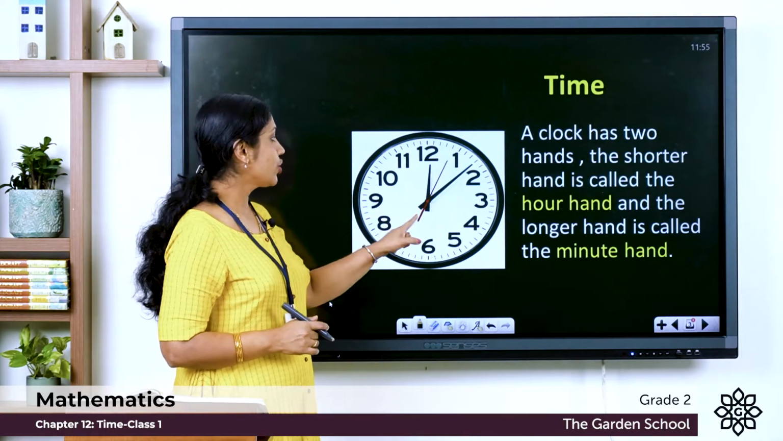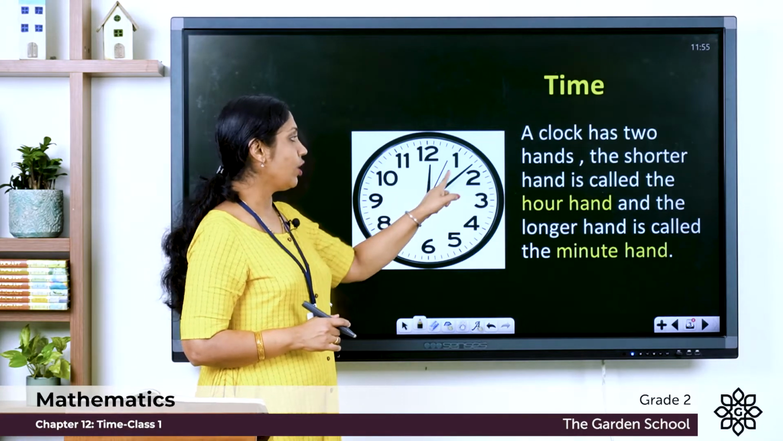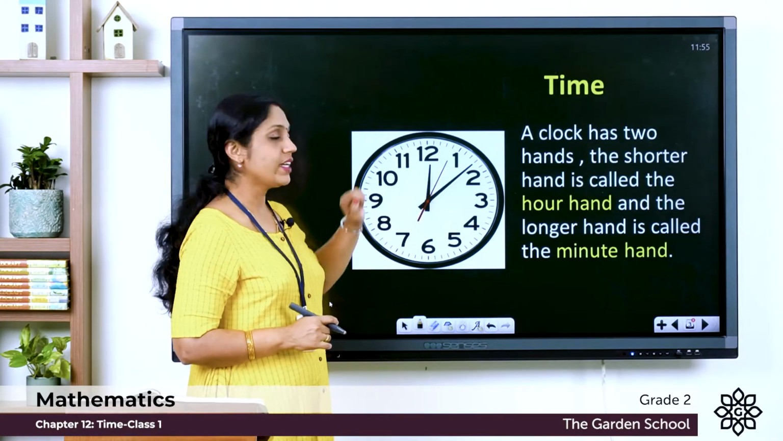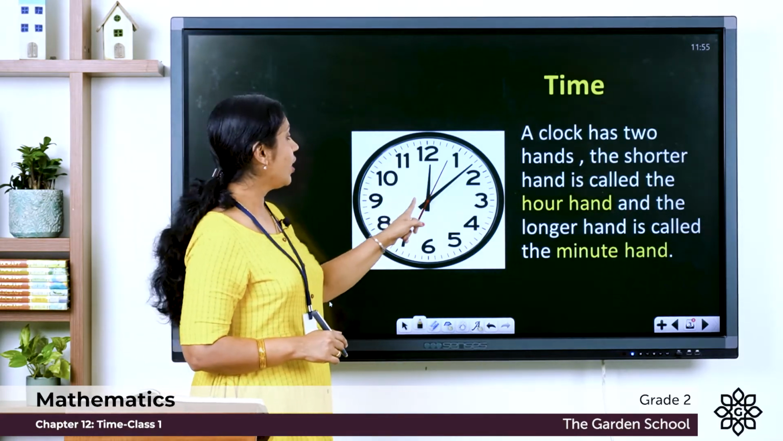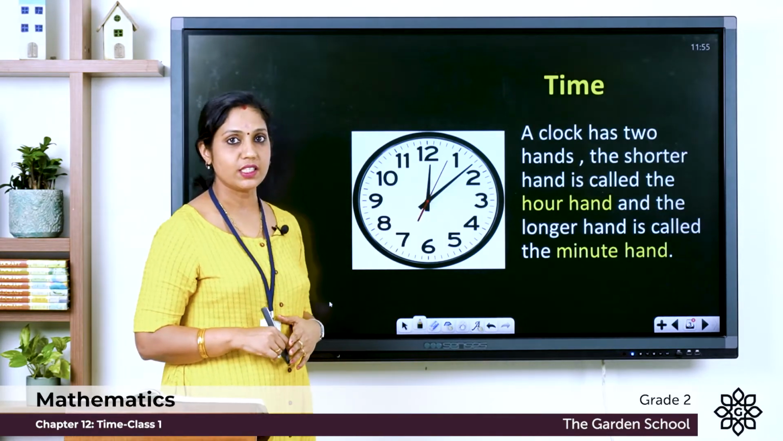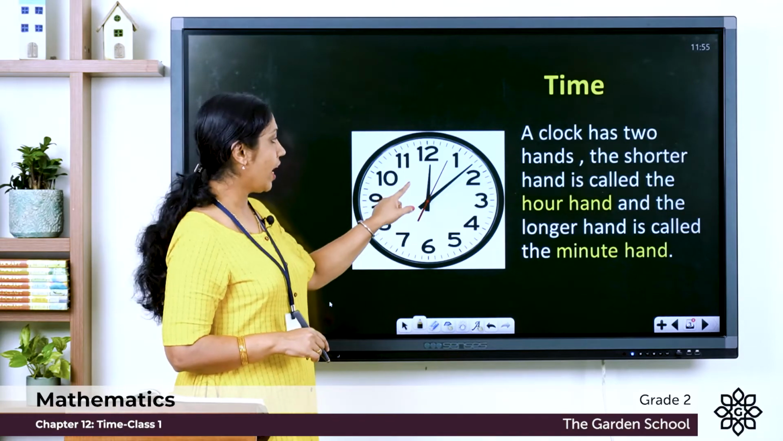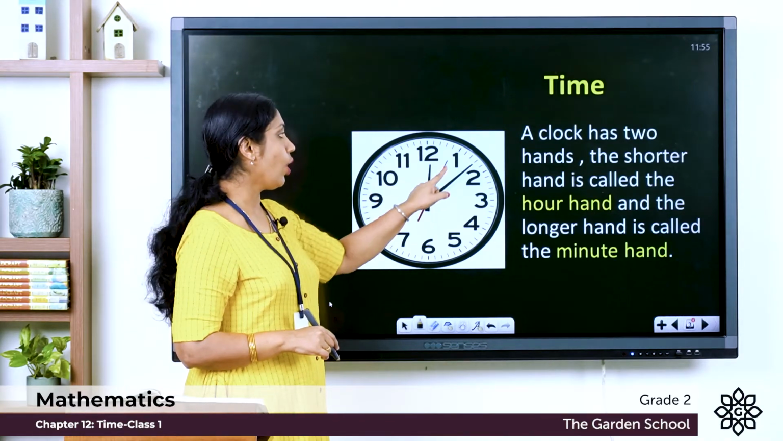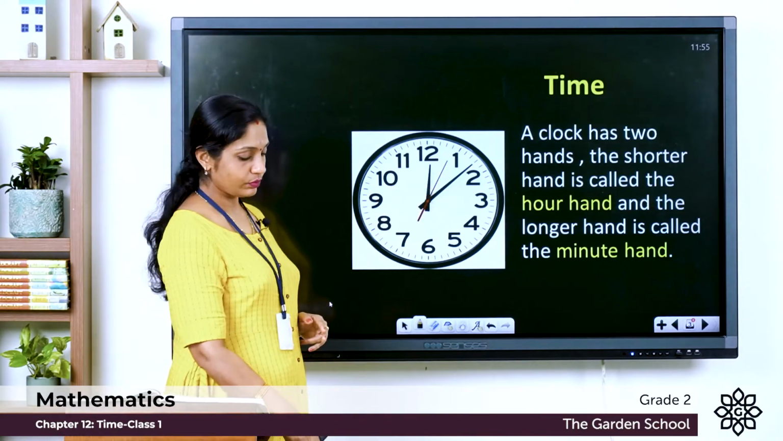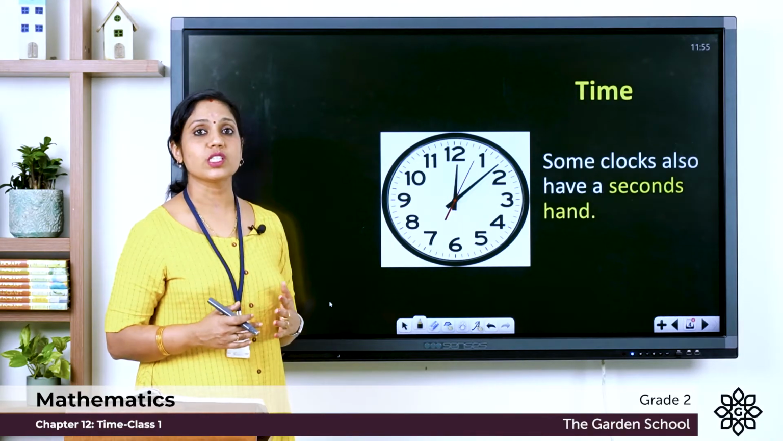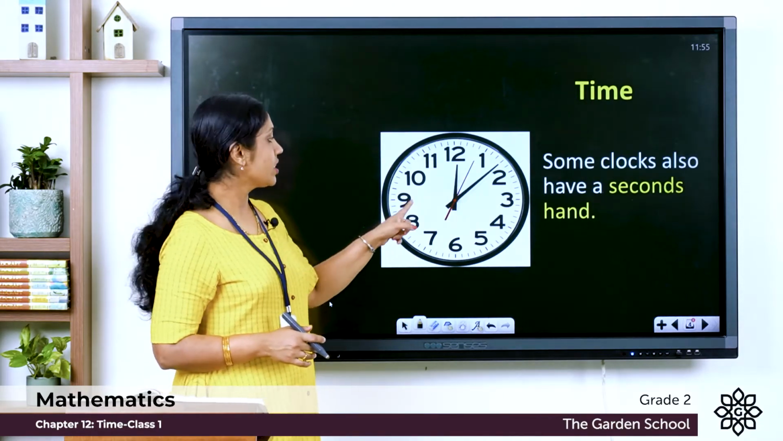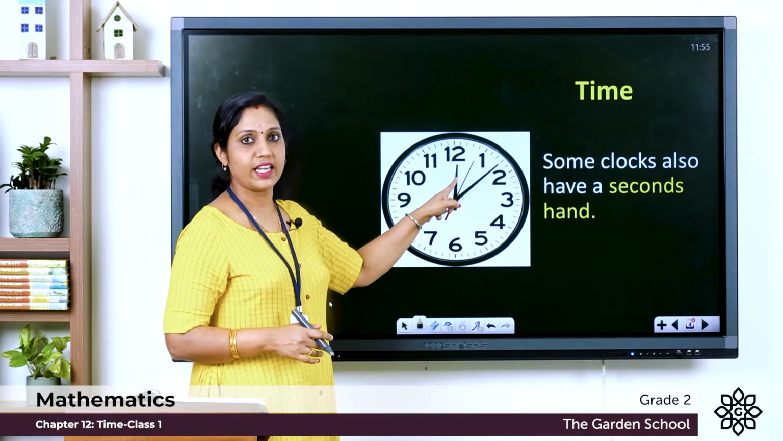We can say that there is a short hand and a long hand. The short hand is the hour hand and the long hand shows the minutes. So the two hands are the hour hand and the minute hand. The hour hand shows the hour and the long hand shows the minutes. In some clocks, we can also see a second hand. Here you can see the red hand. This is the second hand.